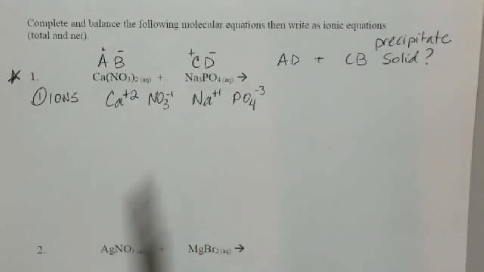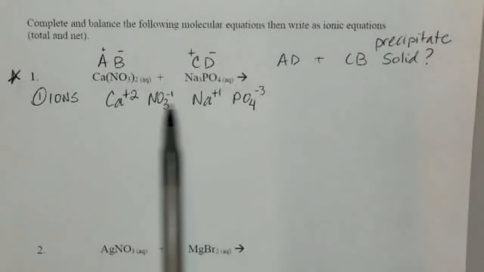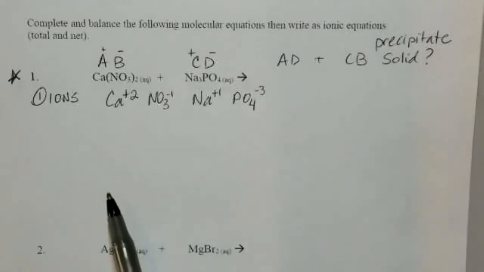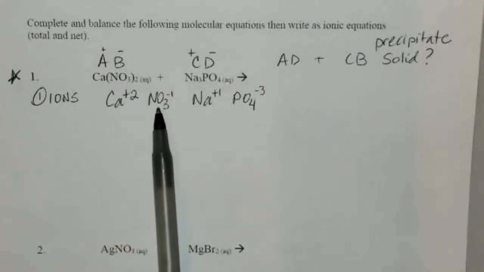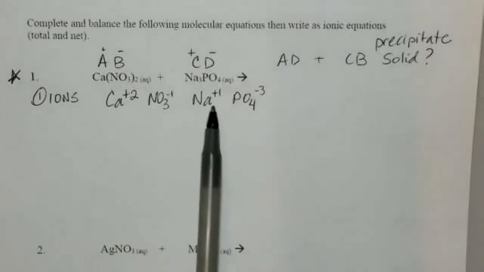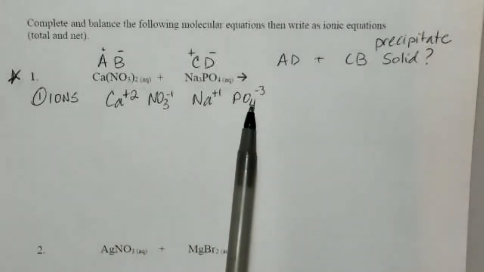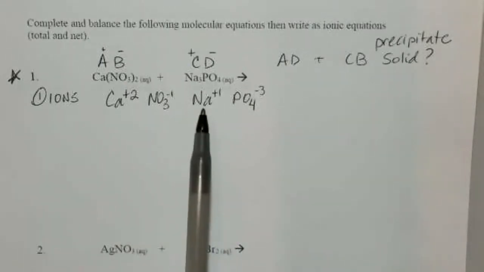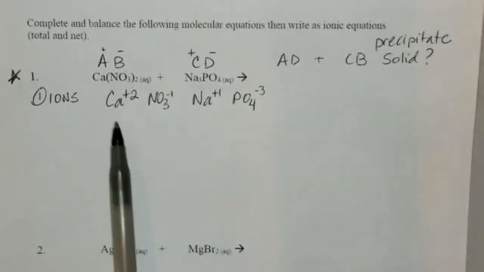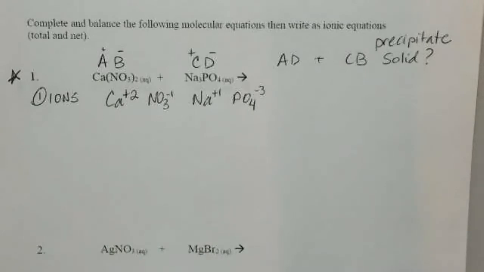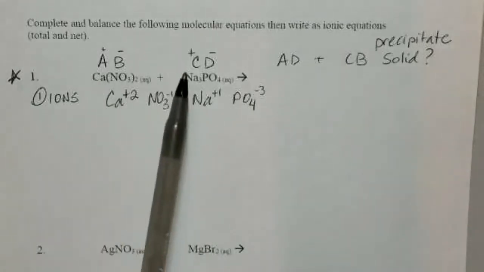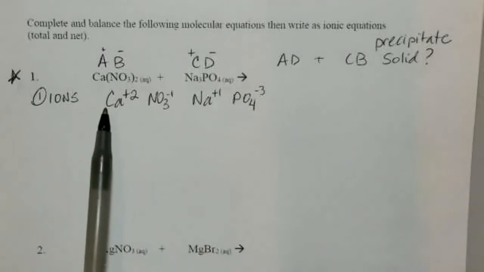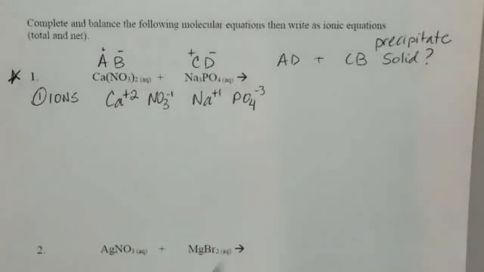In double displacement, these are the ions that are dissolved in solution, right? They're aqueous. They've dissolved in water. So the calcium ions and the nitrate ions, they separate. The sodium separates from the phosphate ions, right? And then when I mix those two solutions together, I'm going to see what happens when sodium meets nitrate and calcium meets phosphate. So if I do the A with D, it doesn't matter which one I do first, but if I do A with D first, I got calcium and phosphate.